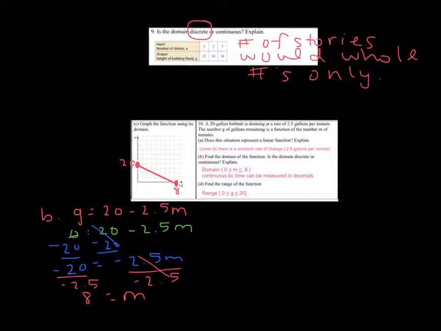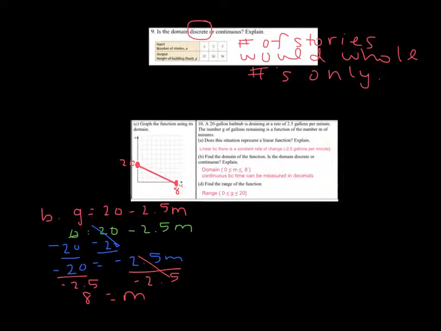The next thing that it asked you to do is to find the domain of the function. Well, your domain is your possible input values. So what could we put in for m? What I did is I figured out that this scenario is going to start at 0 minutes and it's going to end whenever the bathtub is empty. So I had to put a 0 in for the number of gallons in the tub and solve the equation to find out how many minutes this is going to take. When I solve that, I find out that it's going to take 8 minutes to drain the tub.